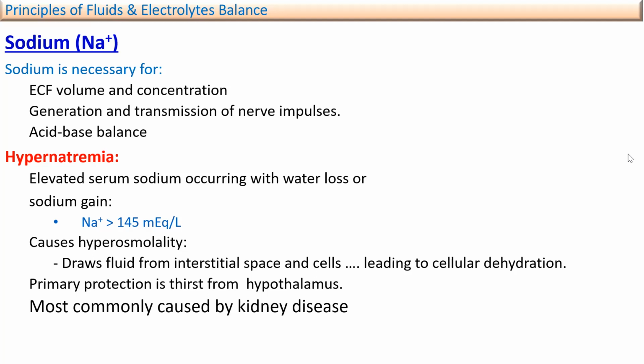Hypernatremia is a sodium level over 145. Hypernatremia will result in hyperosmolality. So it will draw fluids from the interstitial space and cells into the plasma volume, or vascular volume. Pulling the fluid from the cells and the interstitial space into the plasma will result in cellular dehydration.